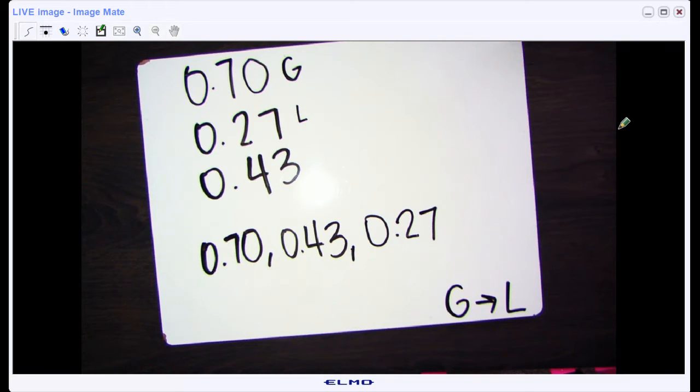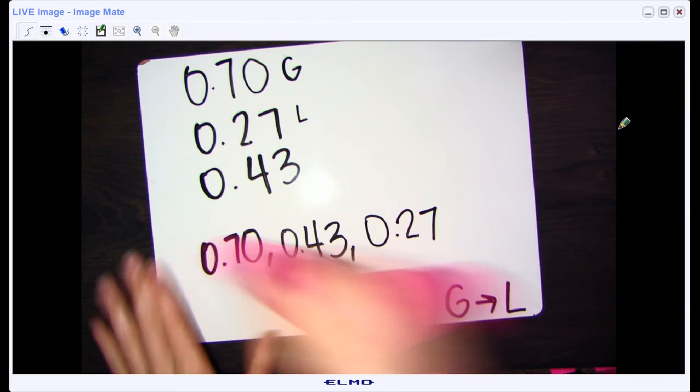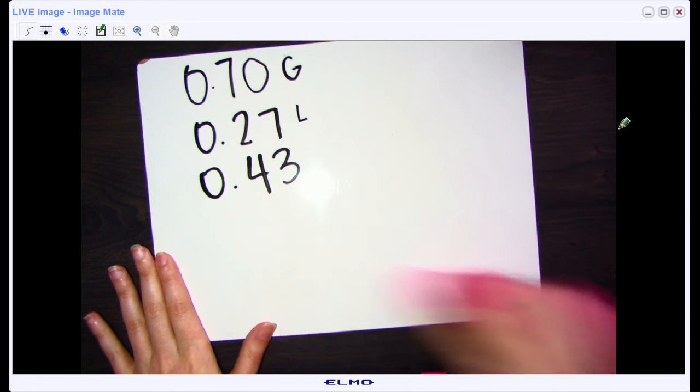Make sure that when you are writing them as your final answer, pay attention to which way you're going, greatest to least or least to greatest, because if I was going least to greatest, this would be flip-flopped. So make sure that you're paying attention to that. Let's do another ordering.